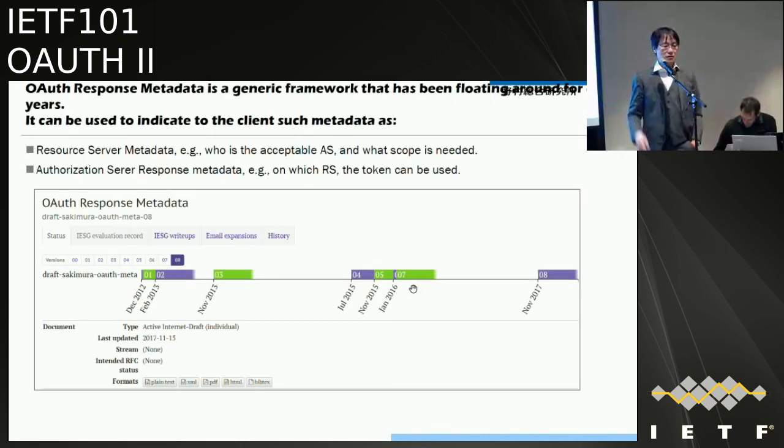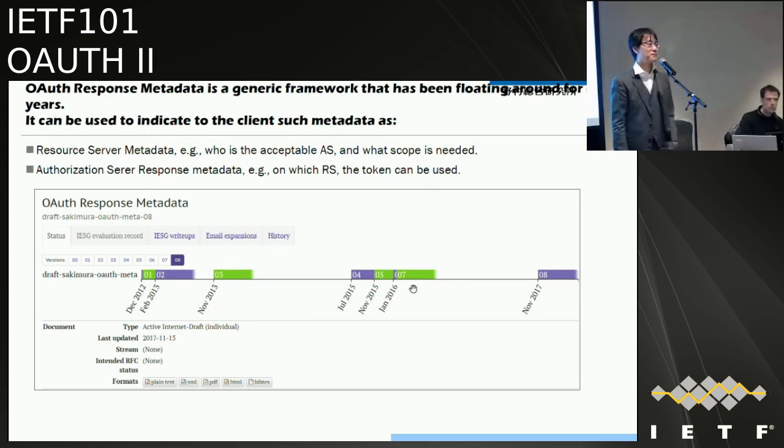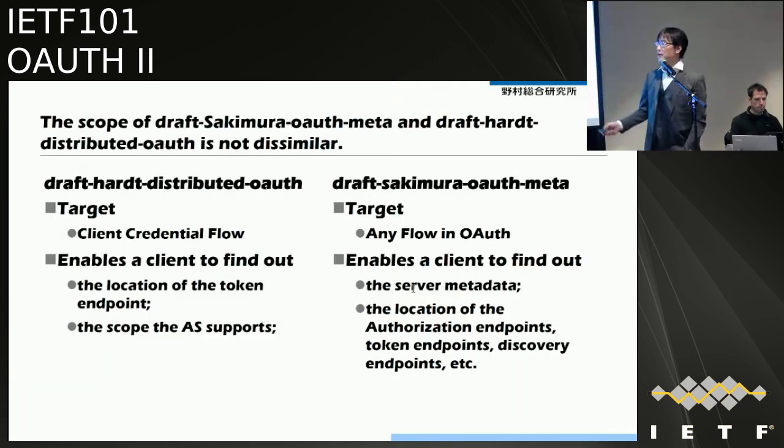So this draft, OAuth response metadata, is actually a very old draft, dating back to 2012. Six years, I know. It is conceptually very similar to Dick's draft, except that the scope is wider. Dick's draft targets, as I understand, correct me if I'm wrong, the client credentials flow, while my draft is applicable for any flow. And Dick's draft enables the client to find out the location of the token endpoint and the scope that the AS supports. Well, in my case, it enables the client to find out the server metadata.